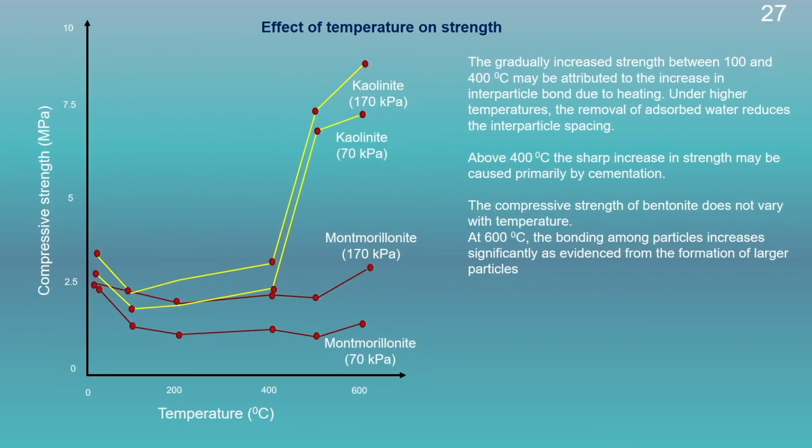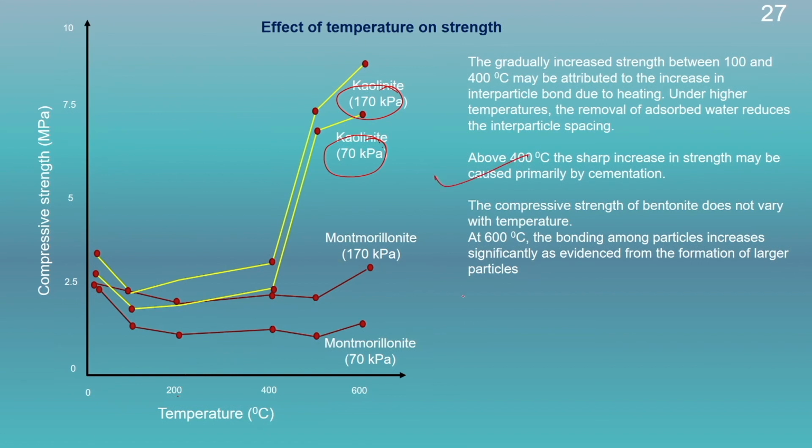Now, here we will compare the effect of temperature on the compressive strength of the heated sample. Here we could see a kaolinite soil and montmorillonite soil sample at a confining pressure of 170 kPa and 70 kPa compressed in a triaxial apparatus, and we could see here a gradual increase in the strength between 100 to 400 degrees centigrade due to an increase in the interparticle bond due to heating. Under higher temperature, the removal of the adsorbed water reduces the interparticle spacing, therefore, the strength also gets increased.